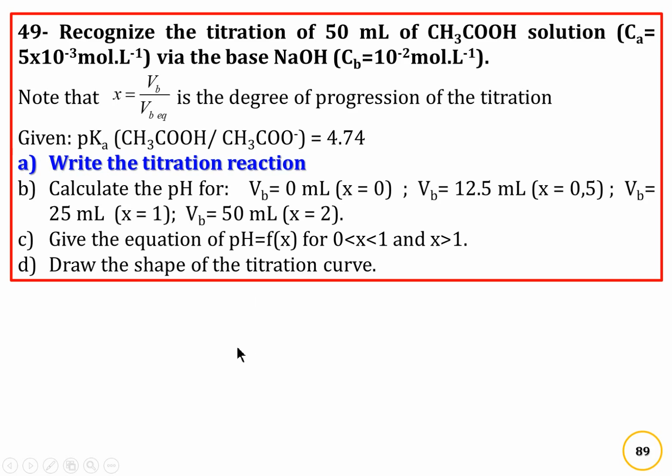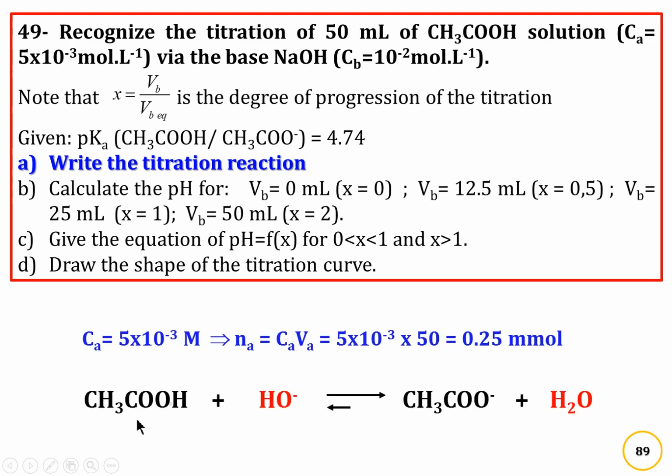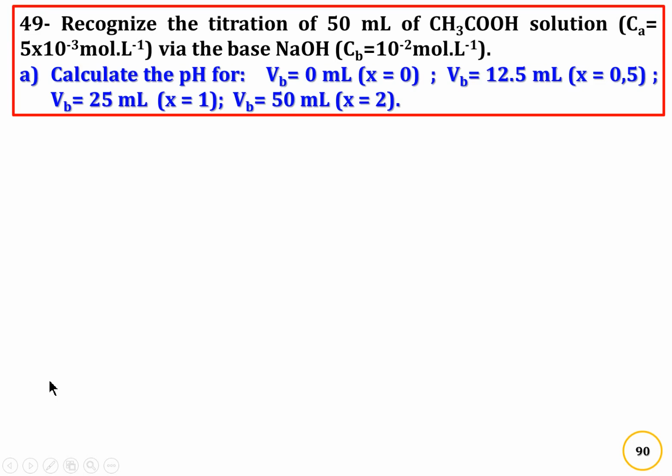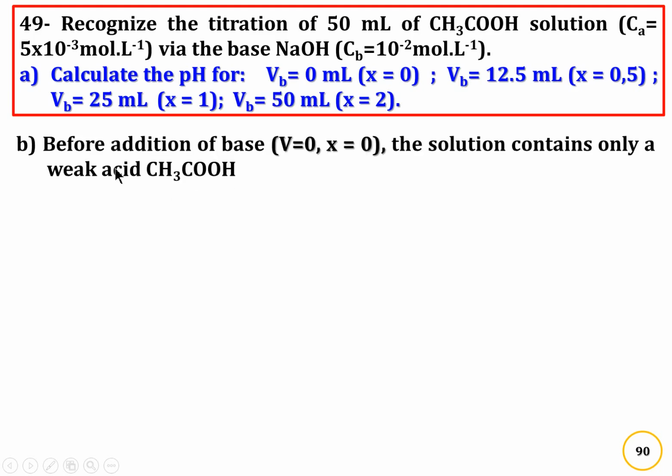Write the titration reaction. So we have a reaction between a weak acid and a strong base. The reaction is always complete. Acetic acid CH3COOH plus OH minus gives CH3COO minus plus H2O. Calculate the pH of the final solution for the following additions. We start with Vb equals 0.